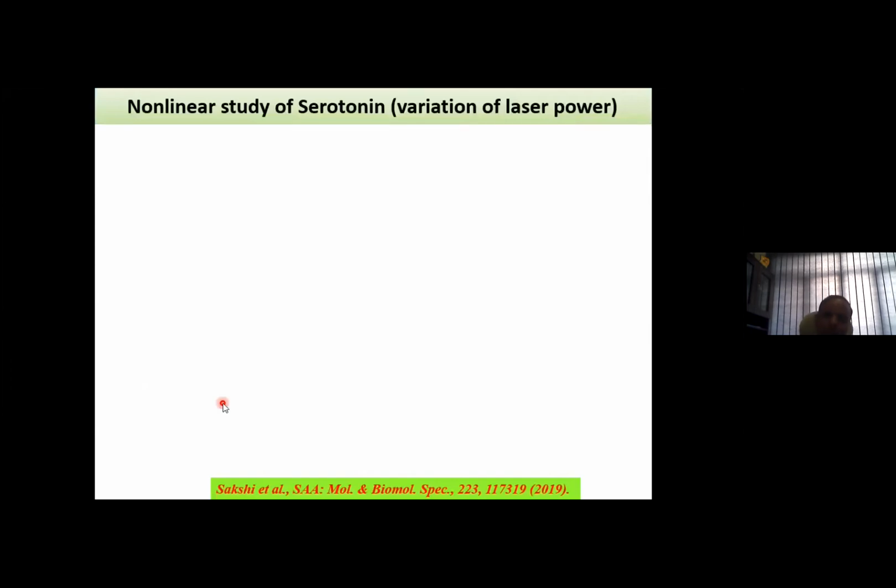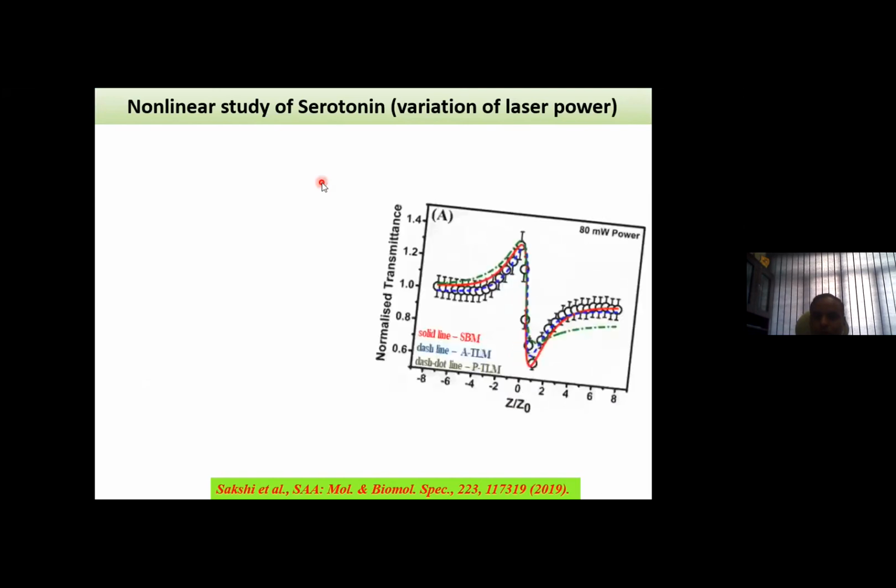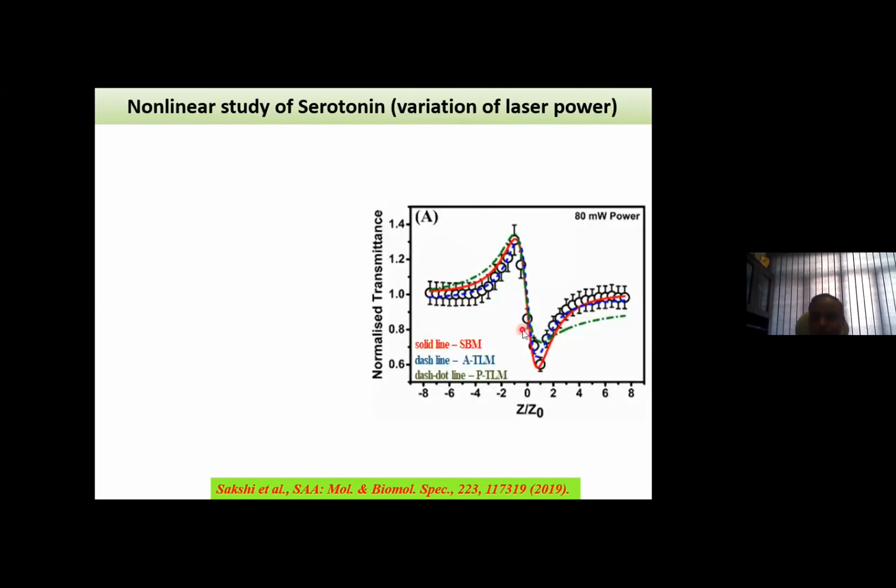So the first one we looked at is the nonlinear study of serotonin, where we are going for the variation of laser power. I just wanted to see what the effect of the laser power is on the nonlinearity, if at all it shows. So the first picture we got is, yes, serotonin possesses nonlinearity. It gives us a peak-to-valley nature, that is a negative refractive nonlinearity, negative n2, which corresponds to the self-defocusing effect.